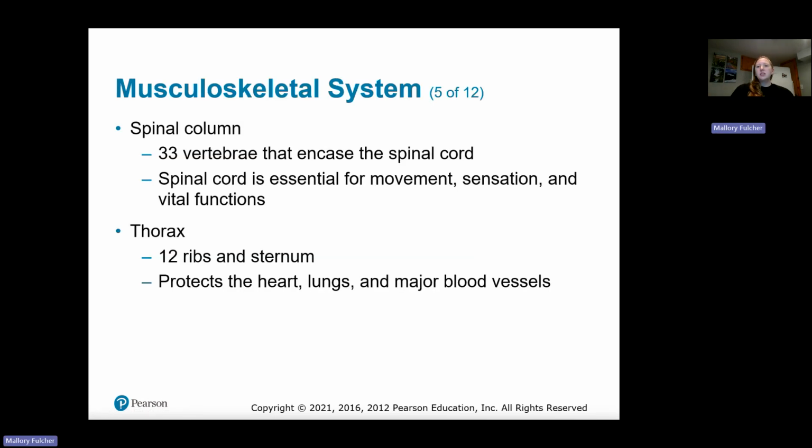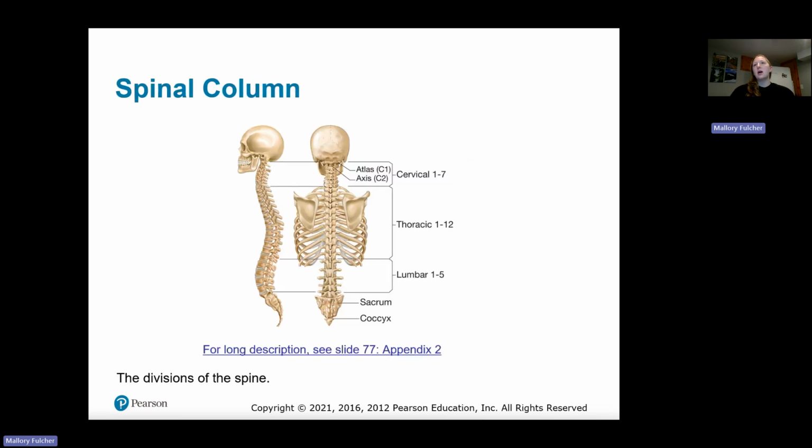The spinal column consists of 33 vertebrae that encase the spinal cord, and the spinal cord is essential for movement, sensation, all of our vital functions. Our thoracic cavity consists of 12 ribs and a sternum. It protects the heart, lungs, vital structures, our aorta, which are all within that thoracic cavity.